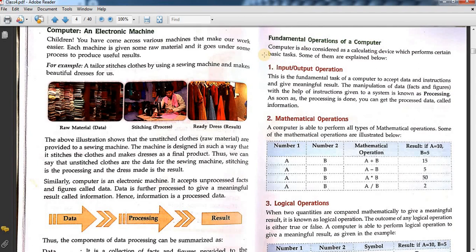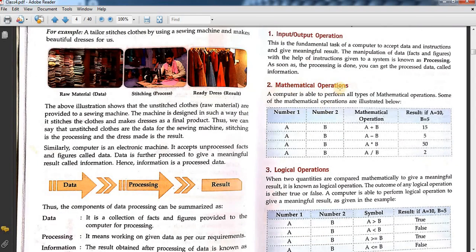Now the fundamental operations of a computer. Computer is also considered a calculating device which performs certain basic tasks. That means it will perform some tasks according to your requirement, what you want to do from the computer. First one is input-output operation. This is the fundamental task of a computer, to accept data and instructions and give a meaningful result. The manipulation of data, that is facts and figures, with the help of the instructions given to a system is known as processing. Whatever data you are giving, the computer will process and give you the output.